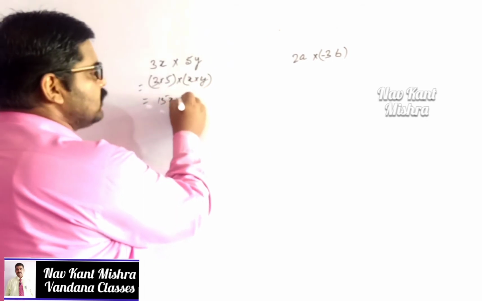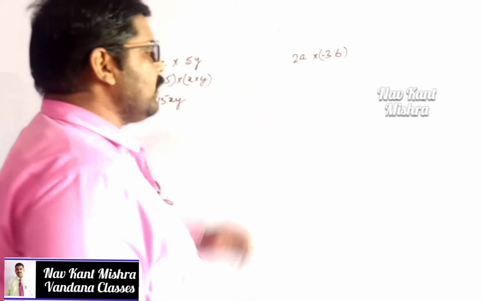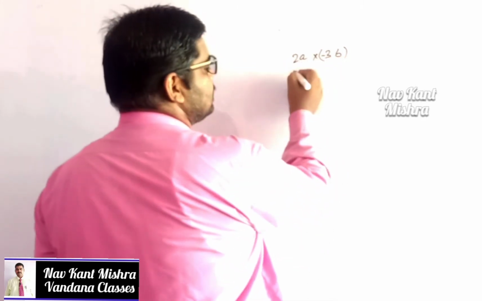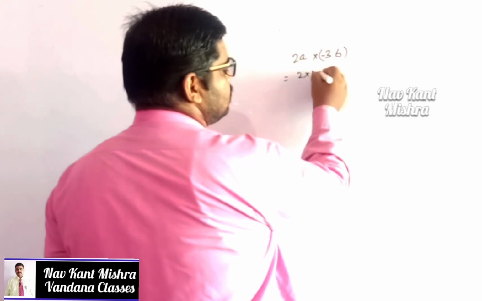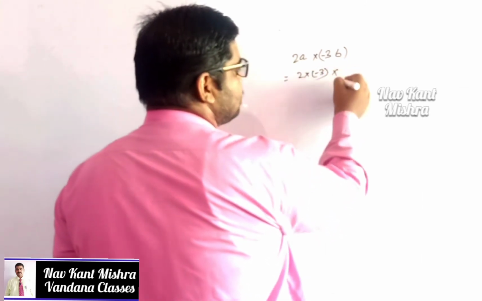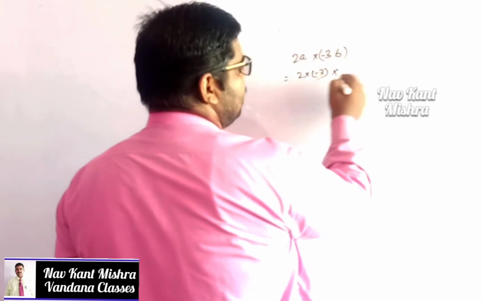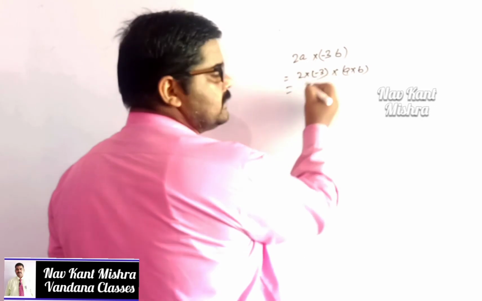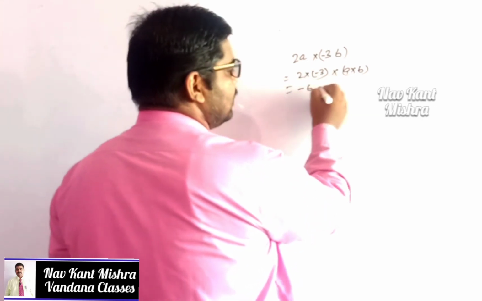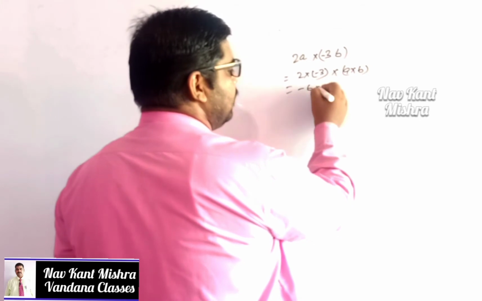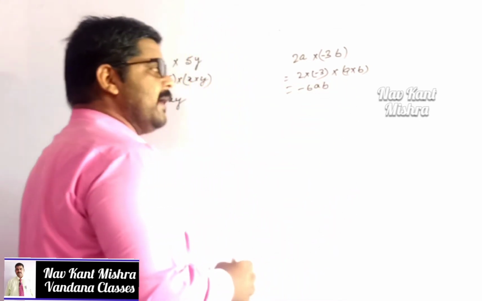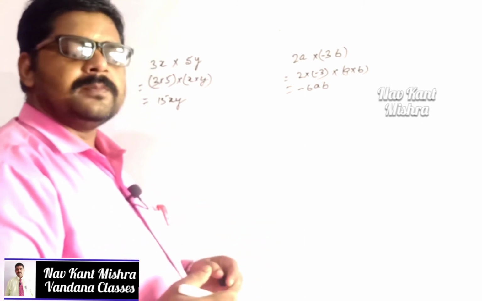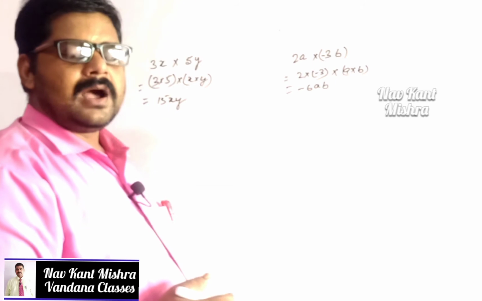Similarly, in this case 2 is multiplied by minus 3, so you can write 2 into minus 3, and after that you have to multiply the literals, a into b, and what will be the result? 2 into minus 3 is equal to minus 6, and when a is multiplied by b, the result is ab. So in both cases, first you have to multiply the numerical factors, and then the literal factors.